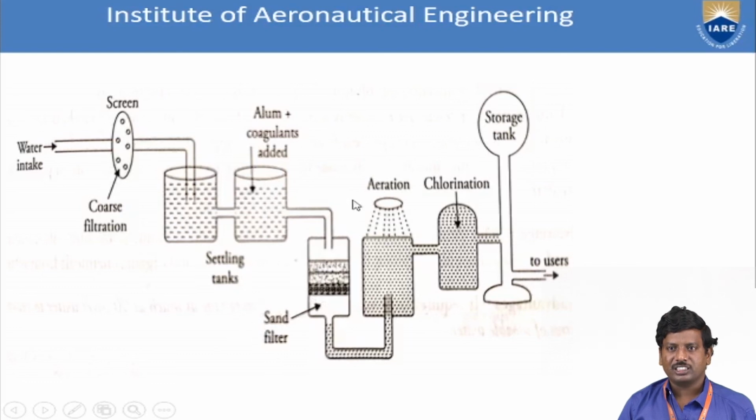After that, aeration occurs. Aeration means passing oxygen to maintain the required levels of oxygen present in the water. And after that, chlorination is applied. Chlorination is the process in which nascent chlorine acts as a disinfectant to remove the bacteria from the sample of water. It can finally be stored in storage tanks, and it can be collected by the various users. That is the overall process of municipal water treatment to get potable water.